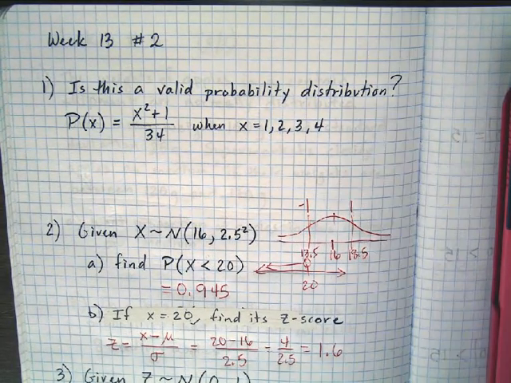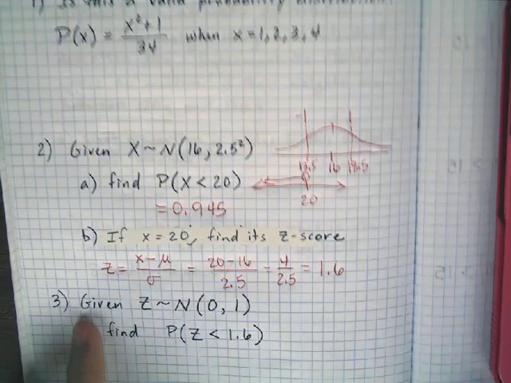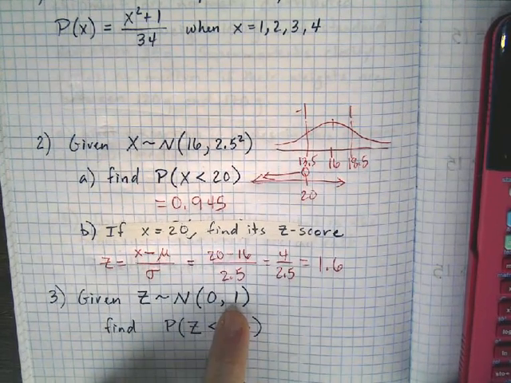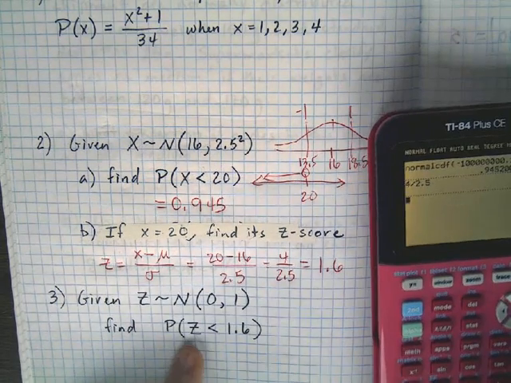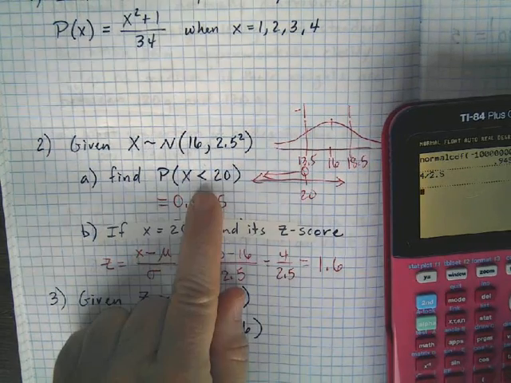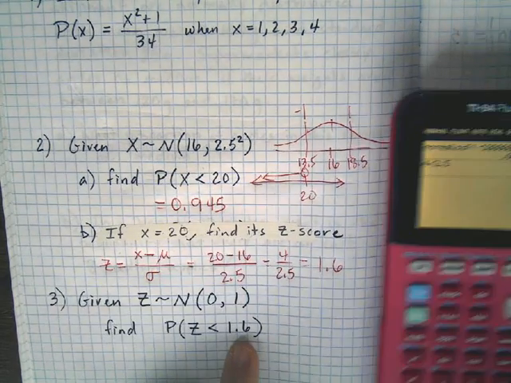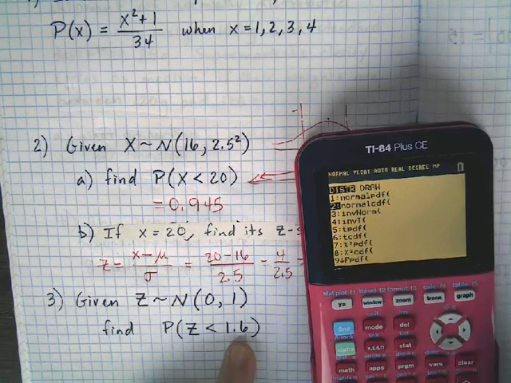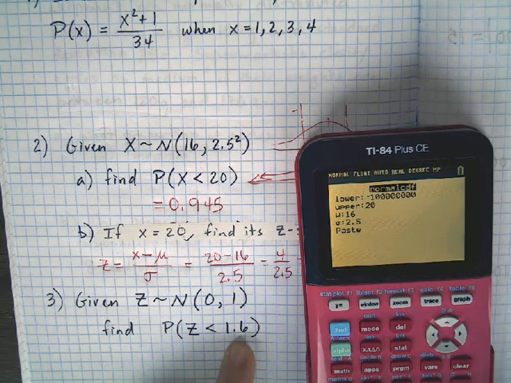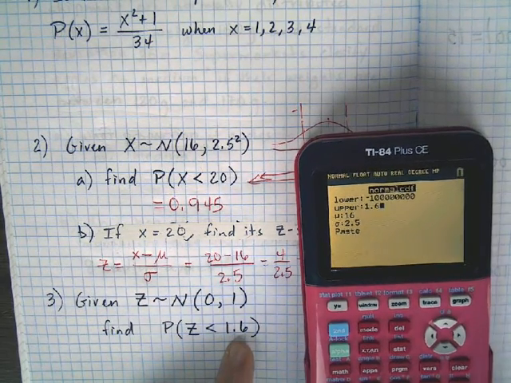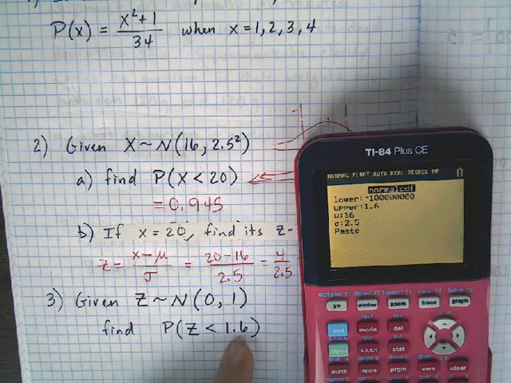All right, next question. Given that z is normally distributed with a mean of 0 and a standard deviation of 1, find the probability that z is less than 1.6. That's a less than, so that's like this. I know that 1.6 is going to be my upper bound. So let's go to my calculator. My lower bound is still a giant negative number. My upper bound is going to be 1.6. And my mean is going to be 0, and my standard deviation is going to be 1.